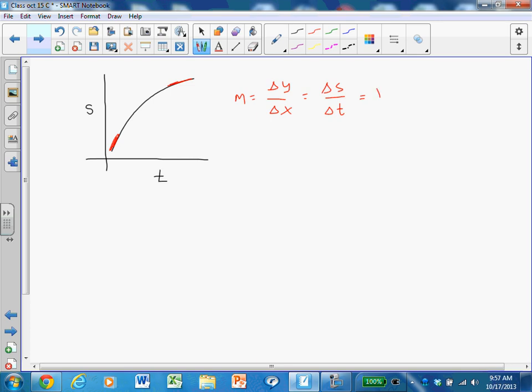So the slope on a position versus time graph is the velocity. So let's say that together now. The slope on a position versus time graph is the average velocity. Good.